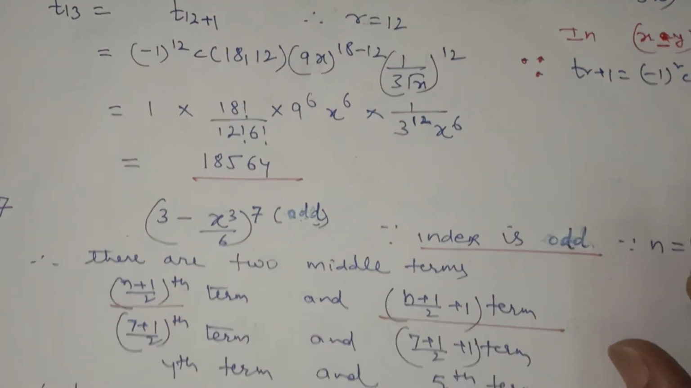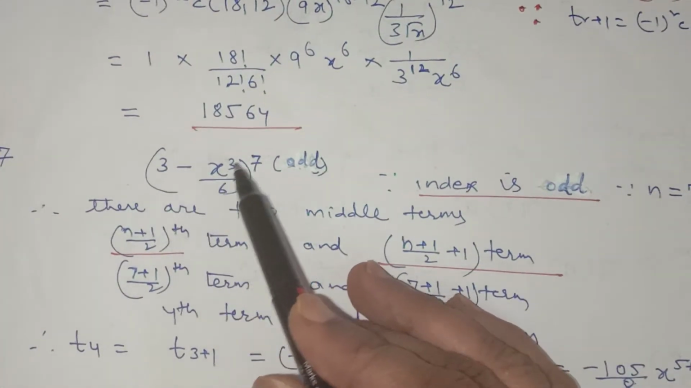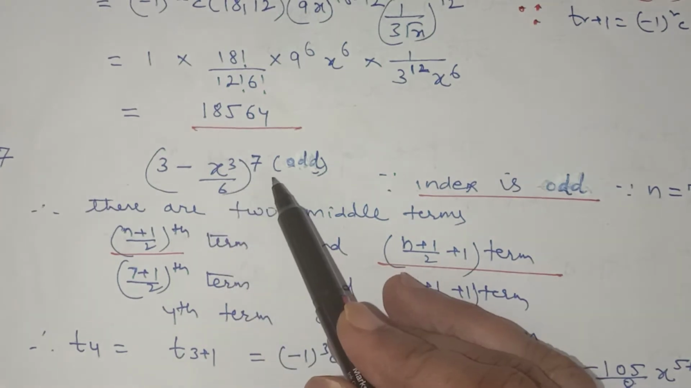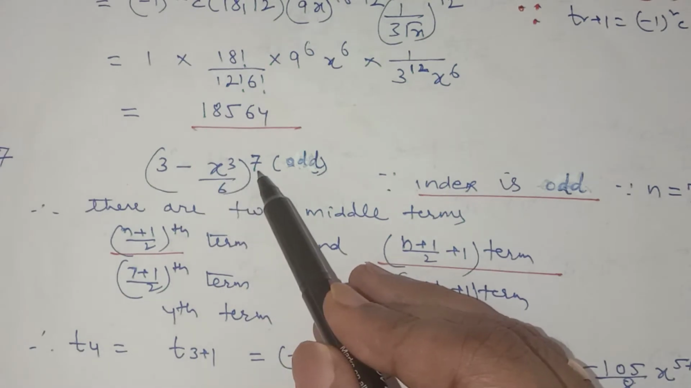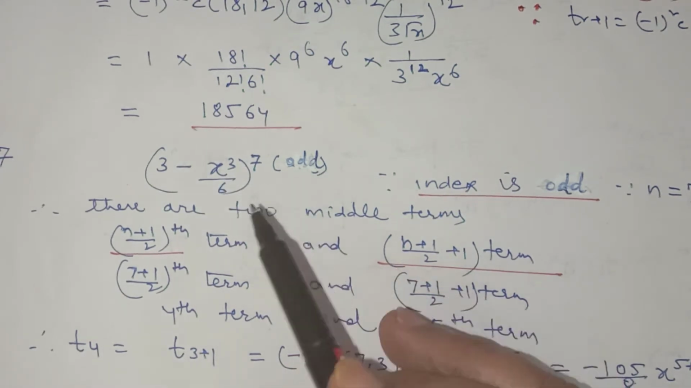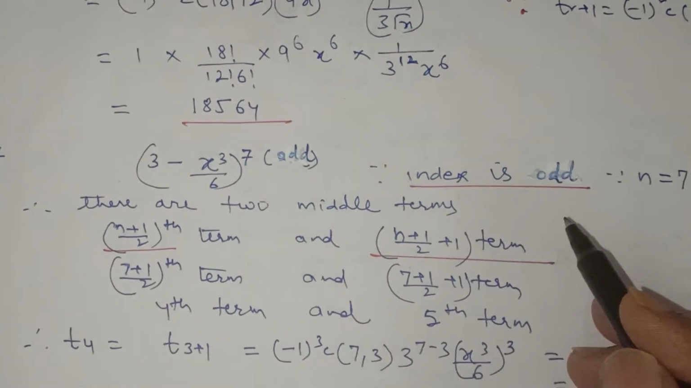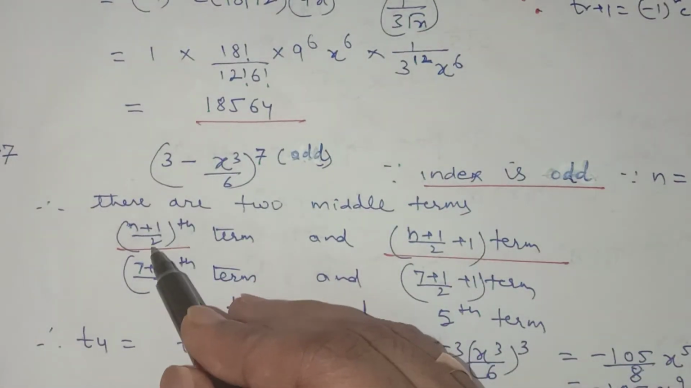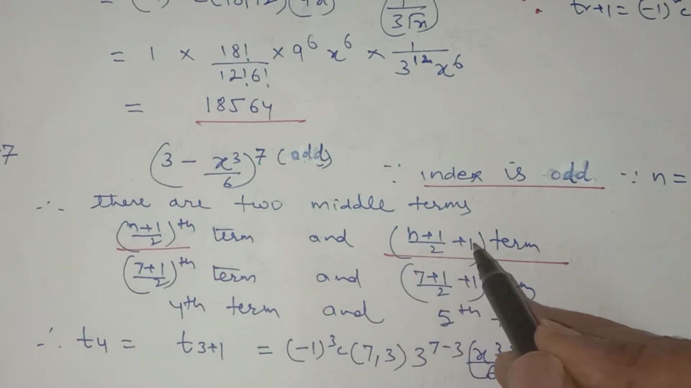Now in question number 7 you have to find the middle term of this binomial expansion. Now (3 minus x cube upon 6) raised to power 7, you have to find its middle term. First of all, you see the power of this binomial, which is 7, that is odd. When the binomial has odd power, then it will have two middle terms, and the number of the middle terms is (n plus 1) upon 2 for the first middle term, and (n plus 1) upon 2 plus 1 is the next.